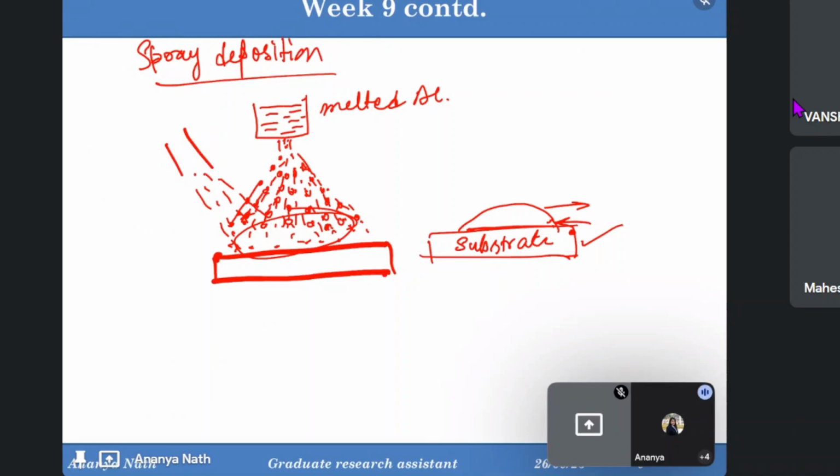And also sometimes you do not want to go for a component which is fully made of MMC. Instead you want to have a component which is coated with the MMC. There you can use this type of spray deposition, or there is another vapor deposition commonly known as PVD, physical vapor deposition. There you can go with that.